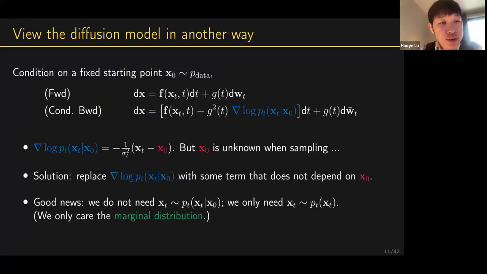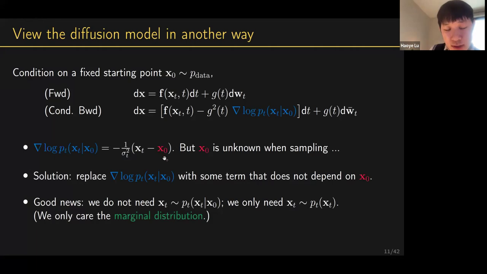All right, we are ready to view the diffusion model in another way based on that fact. Let's consider the process conditioned on a fixed starting point x0, which we will sample from the data distribution. The forward process will be the same, but the backward process, since it's conditional on the starting point x0, the marginal score will be replaced by the conditional score. The conditional score, as we have seen before, will take this form, but x0 is not known when sampling. Otherwise, we wouldn't need to do sampling, we would just report x0.